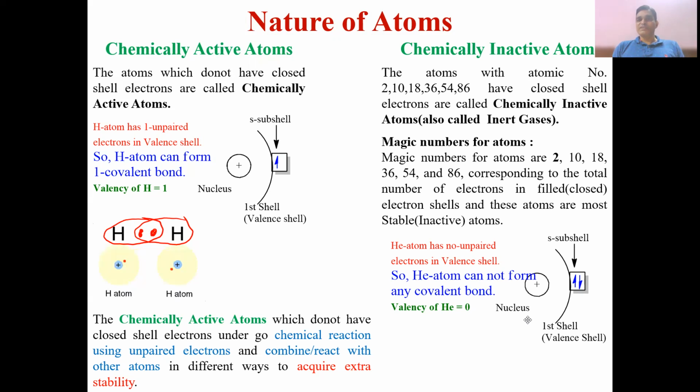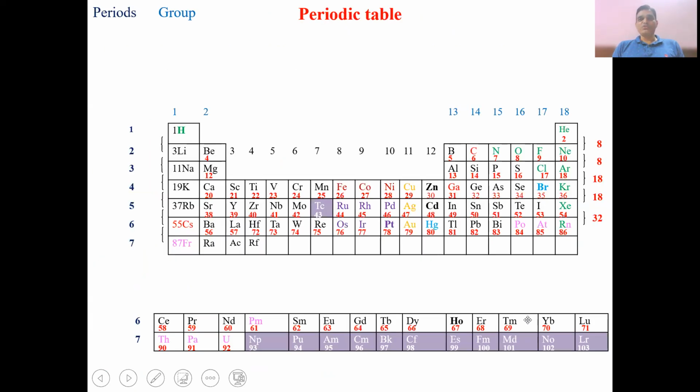So the magic numbers of these atoms, 2, 10, 18, 36, 54, 86, correspond to the total number of electrons in the filled, or you can say closed, electronic shells, and these atoms are the most stable inactive atoms. So these group 18 element atoms are the most stable inactive atoms. As you can see in the periodic table, the group 18 elements, that is helium, neon, argon, krypton, xenon, radon, are the most stable elements. Their atoms are more stable because they have the fulfilled stable configuration.